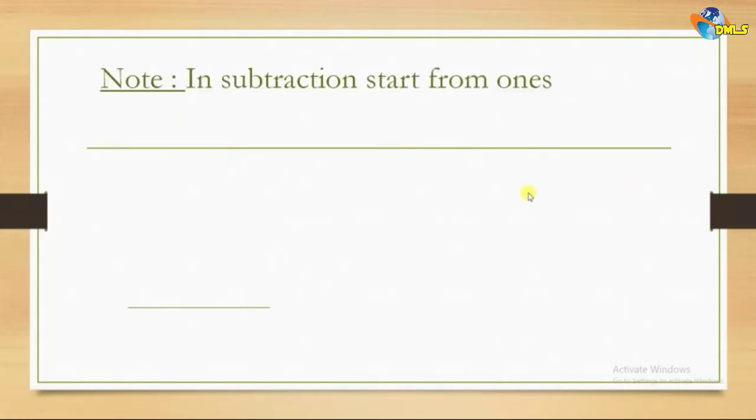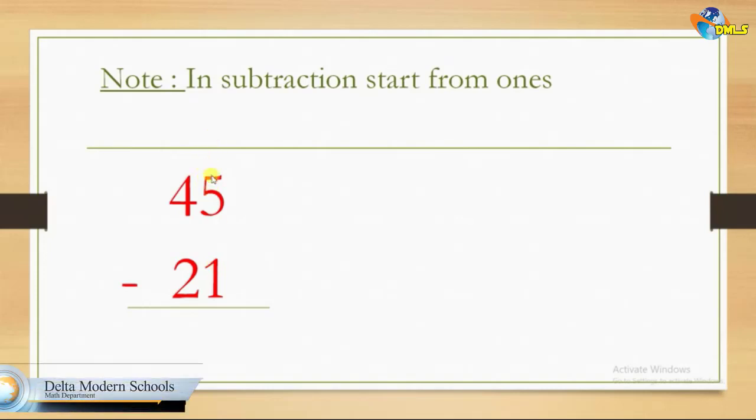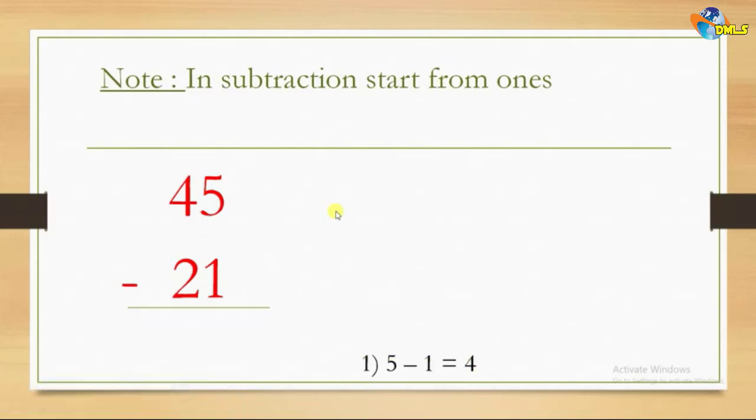In subtraction, you have to start from ones, so I will subtract 21 from 45. Of course, I will start from ones with ones, tens with tens, so I will subtract 1 from 5. This is the first step. Subtract 1 from 5, the result is 4, and of course 4 is the units digit.